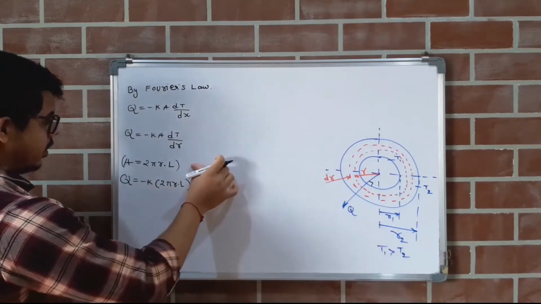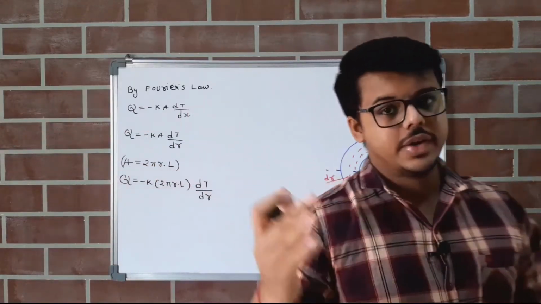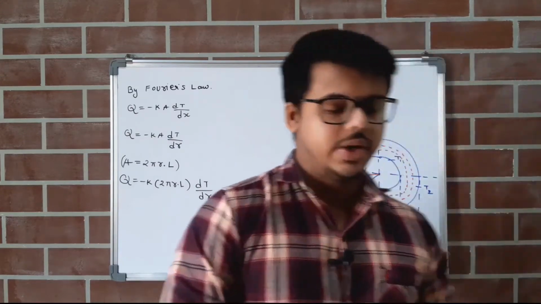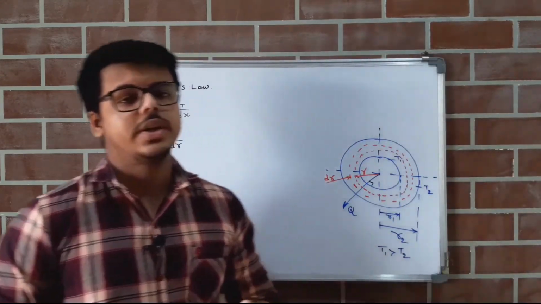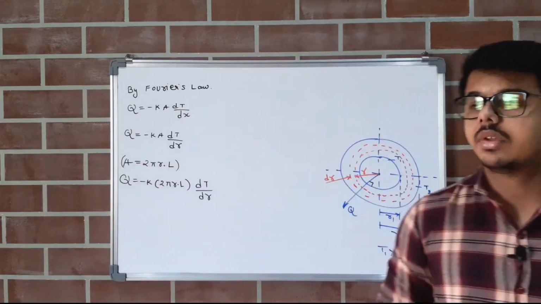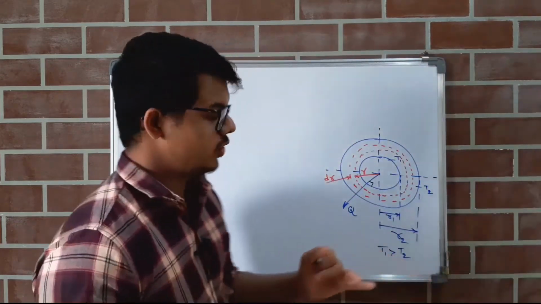Now one thing I just forgot to say: we are considering steady state heat conduction. Now I will revise all the assumptions. First, one directional heat flow. Second, there is no internal heat generation. Third, we have steady state heat conduction. And fourth, our material is homogeneous and isotropic.